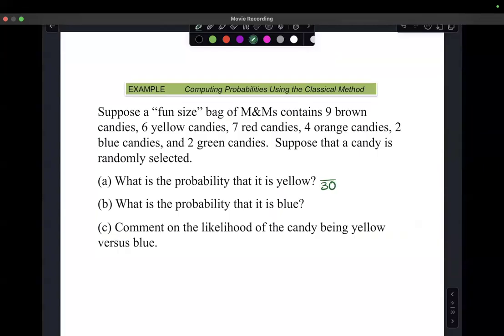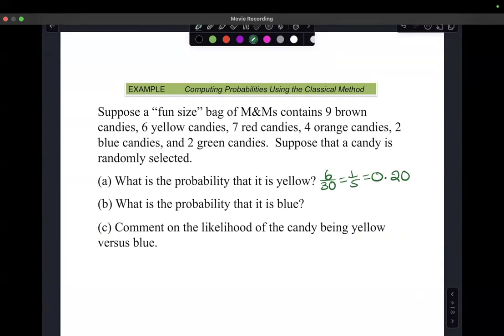Probability it's yellow. So we have 6 yellow candies. So I have 6 yellow candies out of 30. If I simplify this, it would be 1/5, which is 0.2 or 20%. Sometimes they're going to ask you to leave it as a simplified fraction. That's absolutely fine. Sometimes the fractions are easier to work with.